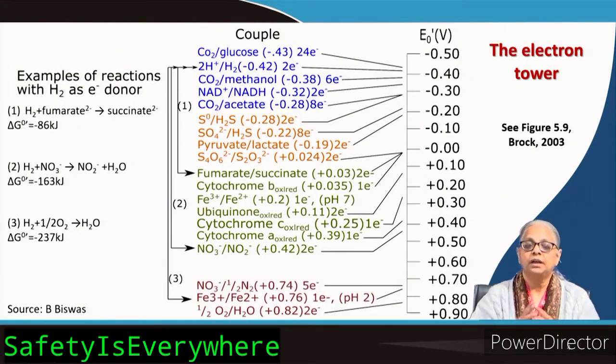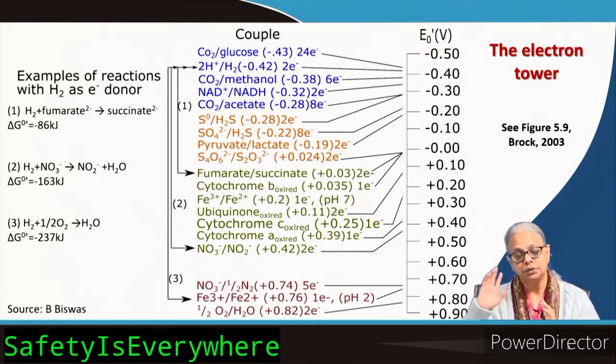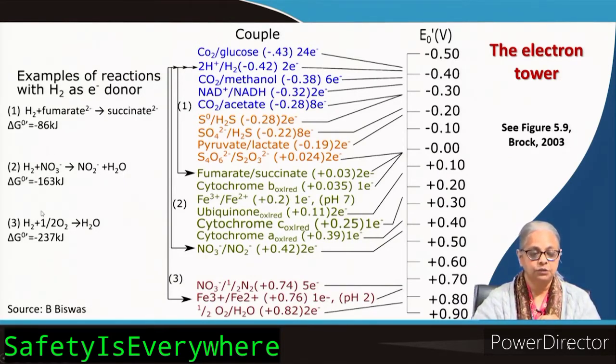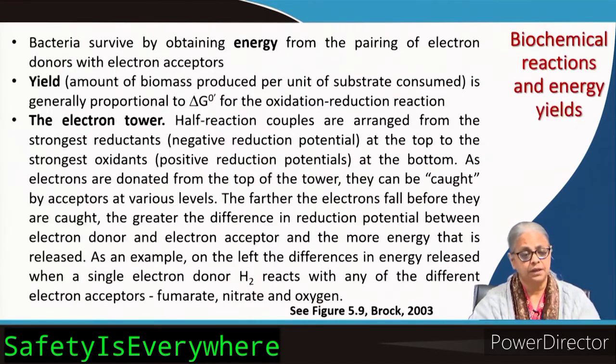Now these are examples of the two half reactions being combined to release a lot of energy. There are hydrogen-utilizing organisms or bacteria that can use hydrogen as the electron donor, and these three, fumarate, nitrate or oxygen, as the electron acceptors. So these are the combinations that you can think about. I've already mentioned that bacteria survive by obtaining energy from the pairing of electron donors with electron acceptors.